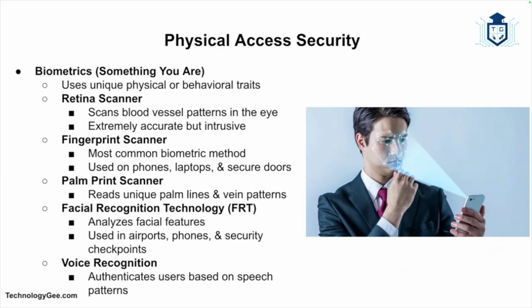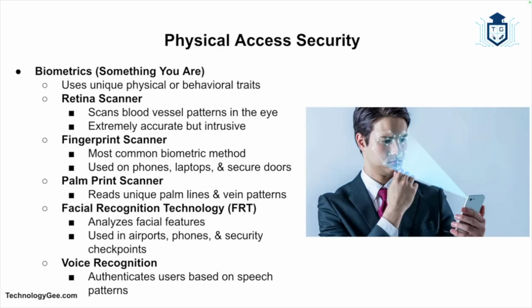Then there's biometrics. So here's where sci-fi meets reality. Biometrics uses human traits for identification. So you have retina scanners, and this scans the unique blood vessel patterns in your eye. And this is very accurate, but it is also a bit intimidating. You have fingerprint scanners, and this is the most common biometric sensor out there. And you've probably used one to unlock your phone.